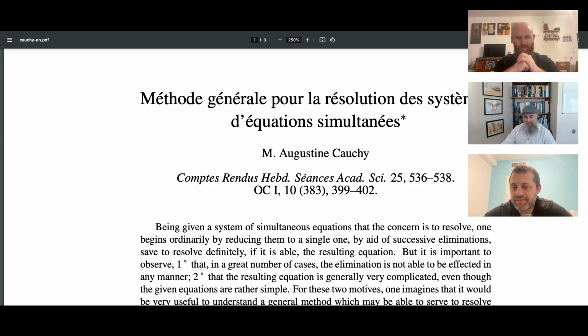Perfect. So to our listeners, today we're gonna break the record of the oldest paper we're reviewing, and you can see, or if you cannot see, I'll read it to you. It's in French, and it says general method for solving a system of simultaneous equations.